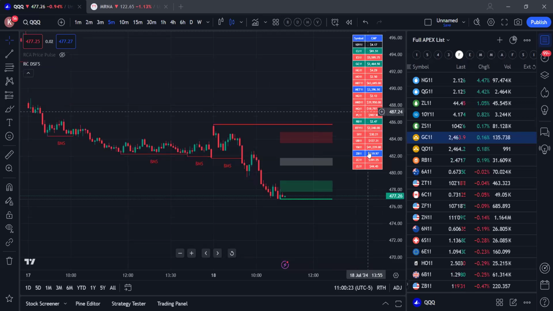Now Ethereum, 10 years is at a resistance. Ethereum and ZB are at a support.